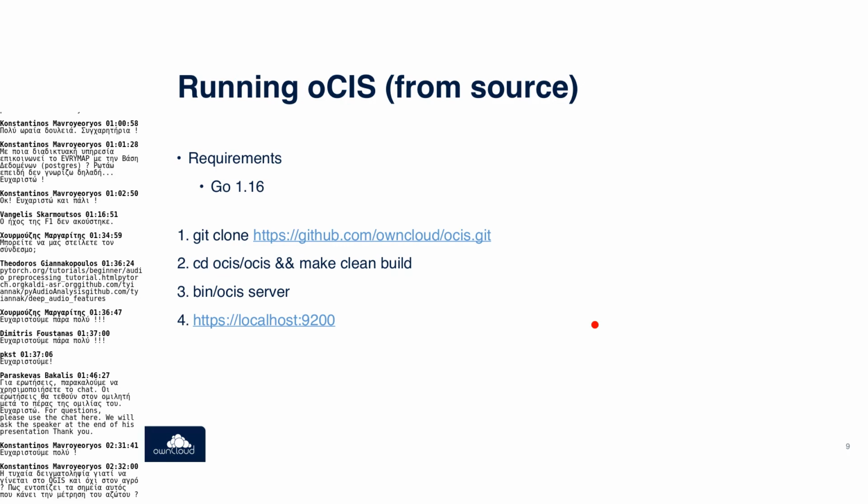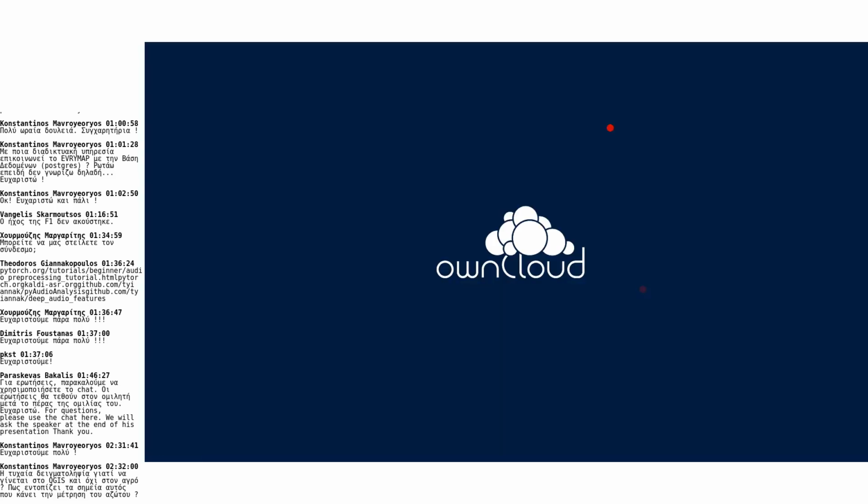Then I just wanted to showcase a little bit how easy it is to run OSIS from source. The only requirement you will need is the Go toolchain. You would just need to clone the repository, cd into it, build it, and run it, and you should have the entire thing up and running. Originally, I planned to do a small demo, but I think that won't fit in here. It's very small. So that is what we wanted to share with you guys. If you have any questions, please feel free to fire them at me.